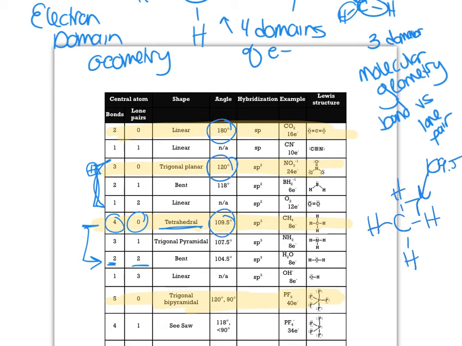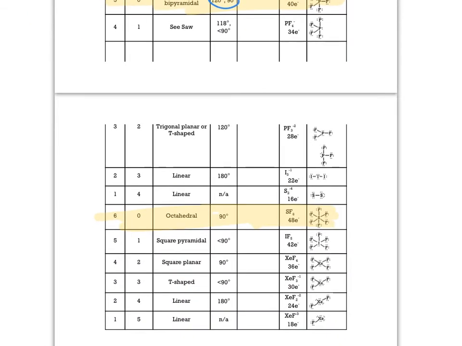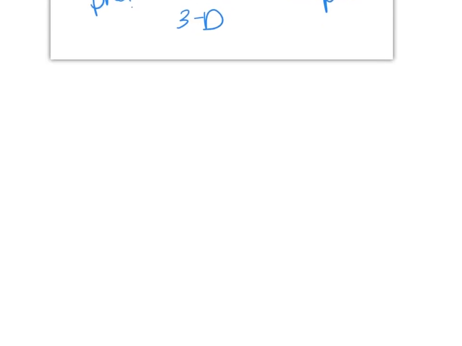You need to know that trigonal bipyramidal is 120 or 90 based on which part of it it is. And you need to know that octahedral is 90, which is down here. Octahedral is 90, okay? Then you need to know how it changes if there are lone pairs. So let me show you an example.